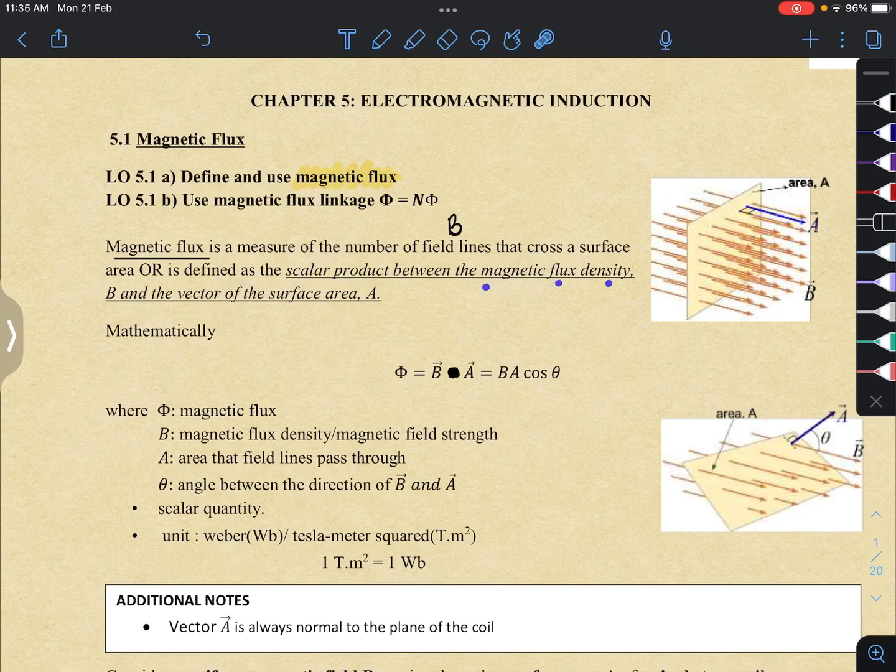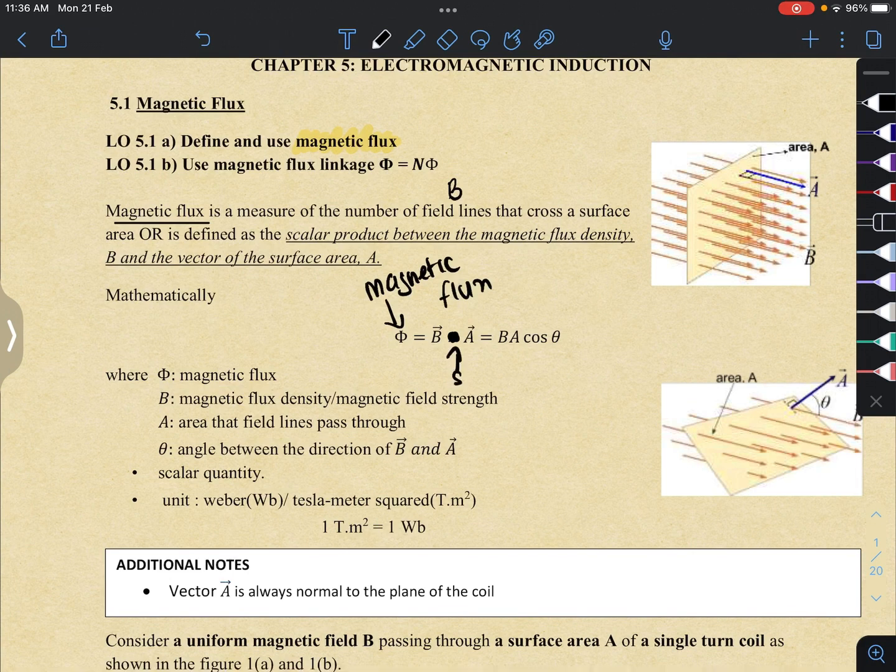Or it is also defined as the scalar product, which is the dot product between the magnetic flux density B and the vector of the surface area A. So we use this symbol here to represent the magnetic flux. Magnetic flux is B dot A, which is BA cos theta. This is the scalar product.